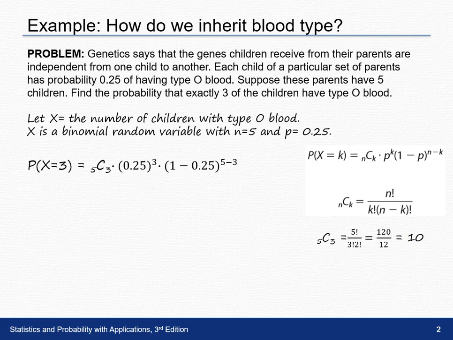So completing the formula now with the actual multiplication, I have 10 times 0.25 raised to the third, 0.75 squared, and that gives me a final probability of 0.0879. And that represents that the probability of, in these 5 children, exactly 3 of them will have type O blood.